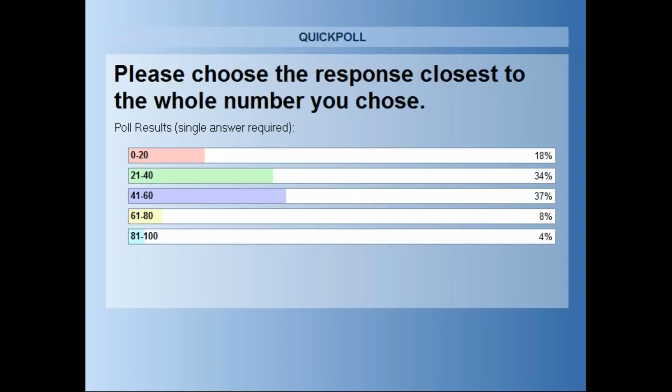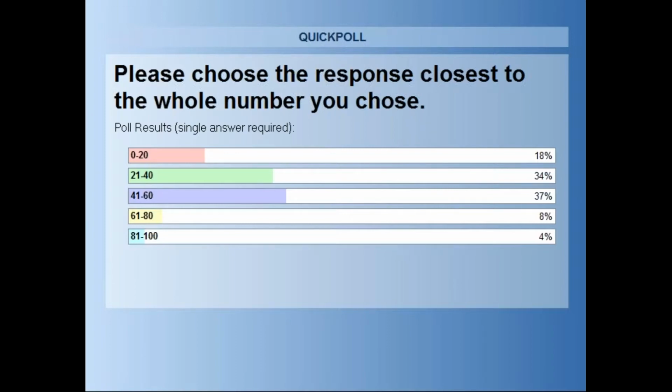So here's what we're seeing. We've got about 20% of us in the 0 to 20 range, 34% 21 to 40, 41 to 60, 37%, 8% 61 to 80, 4% above 80. We're running the math as we speak. So, based upon these submissions, our average across the group is about 39. But here again, we're not after the 39. We're after 2/3 of that, which actually comes in at 26.